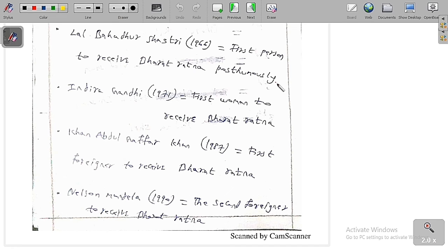And Lal Bahadur Shastri, in the year 1966, was the first person to receive the Bharat Ratna posthumously, meaning after he passed away, he received the award. So he is the first person to receive the Bharat Ratna posthumously, in the year 1966.